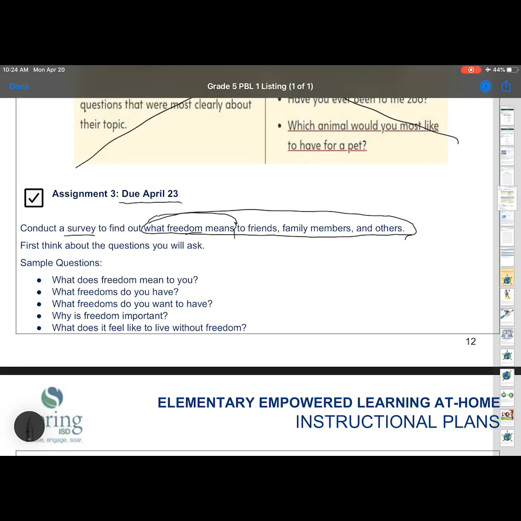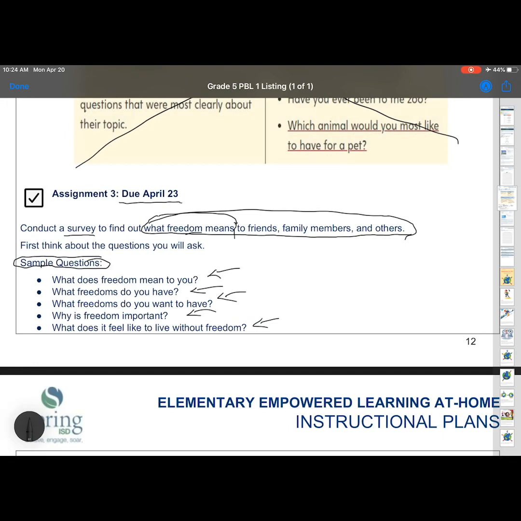First, think about the questions you will ask. Here are some sample questions. I don't have a problem if you use these questions. You can use as many as 3 to 5 questions. If you want to use all of these questions, that's fine. If you choose only 3, that's fine. If you choose only 4, that's fine. They're very good questions, honestly. So let's look at the first question. It says, what does freedom mean to you?